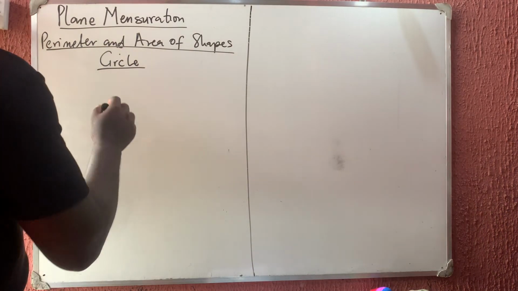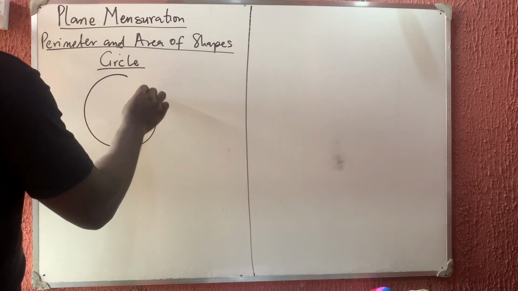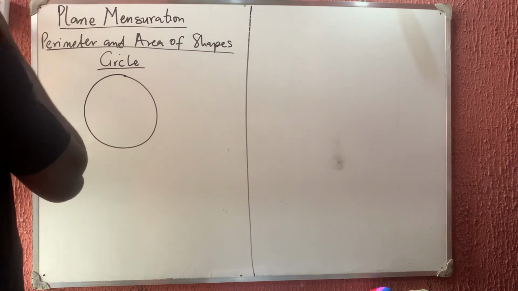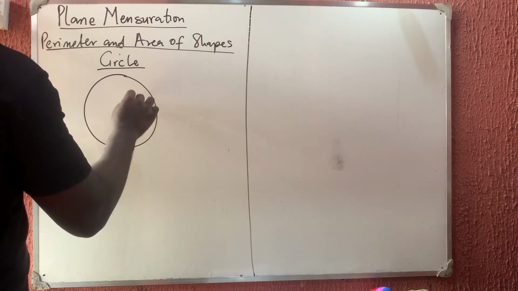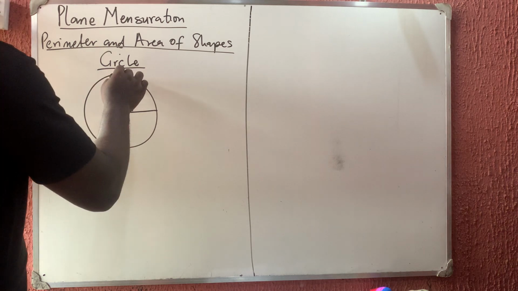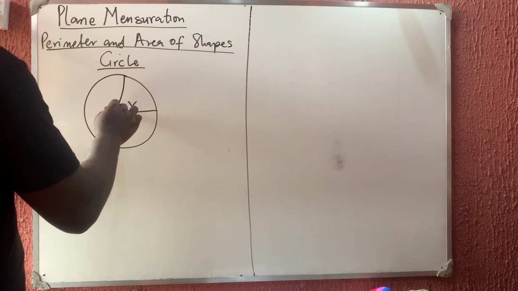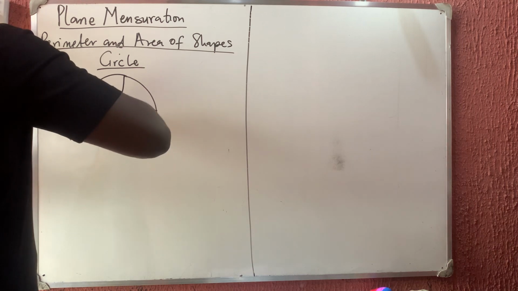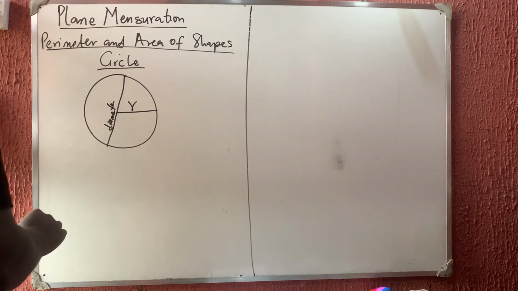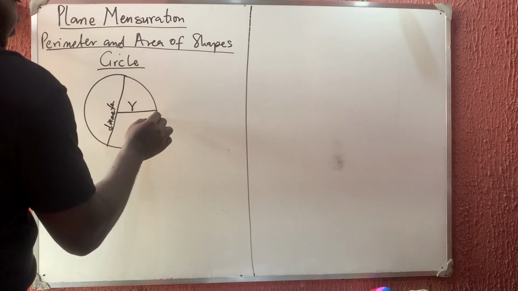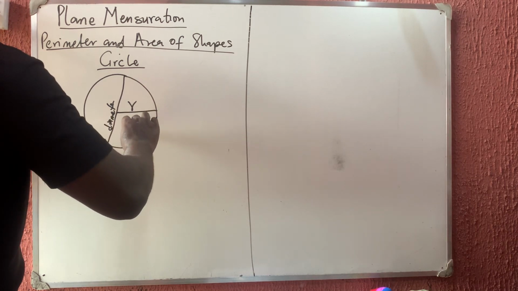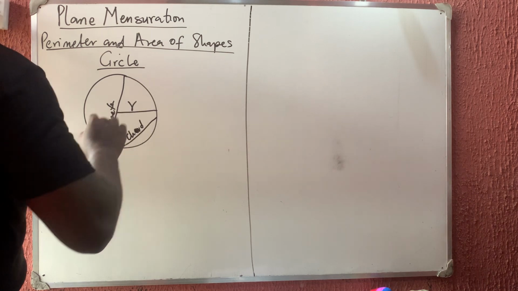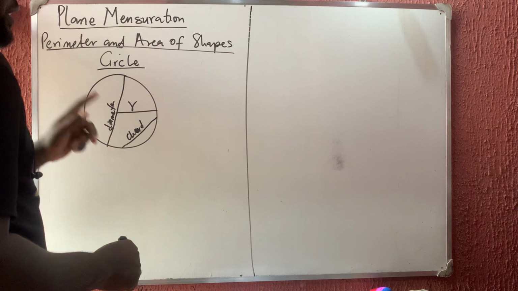So now, having known that, we have that this is a circle. If this is a circle, from the center to any part of the circumference is called the radius. This is the radius. Then from any part of the circumference which passes through the center to the other part of the circumference is what we call the diameter. That's the diameter. But from any part of the circumference to another part of the circumference that does not pass through the center is what we call a chord.